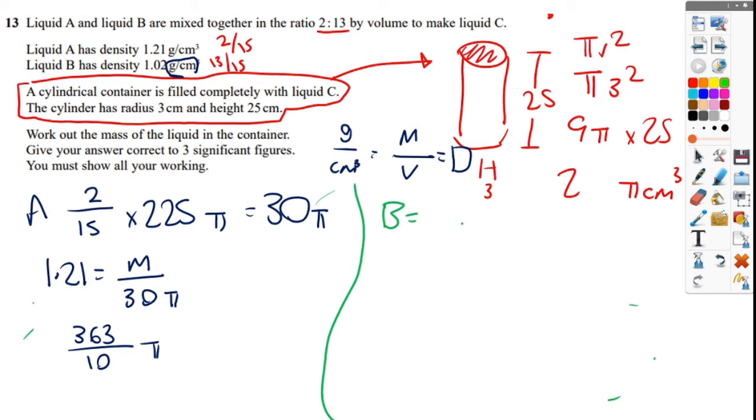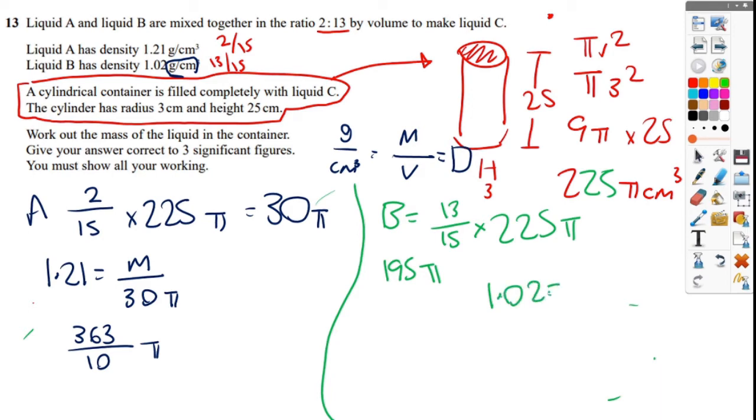Right, let's do exactly the same to work out B. I know B is actually going to be 13 out of 15 times the total, which was 225 pi. When I times that together, 13 over 15 times 225, it gives me 195 pi. I need to use my density formula again, but I've got my numbers here. My density for this one is 1.02, which equals mass, which is what we're trying to find out, over my volume, which is 195 pi.